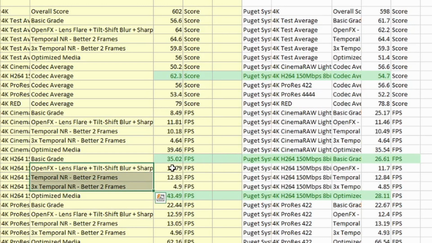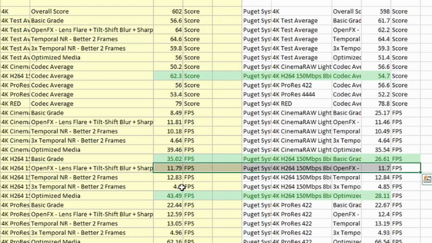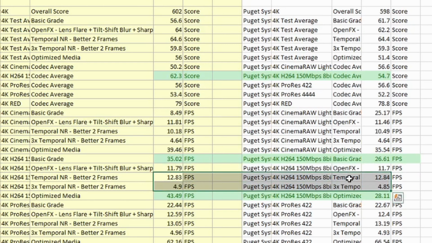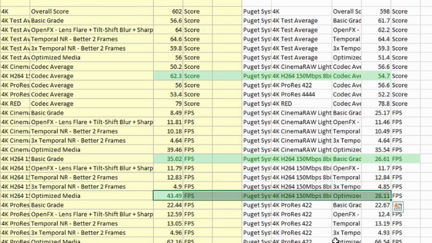In fact, to the point that we no longer had a bottleneck in the rendering portion of the work. The bottleneck was in the graphics part of the work. We see the same thing here. These two, temporal and 3x temporal noise reduction, are very heavily predicated on the GPU, and the GPU was again the bottleneck. Here, with optimized media, which is a straight encoding play, we again saw the difference.